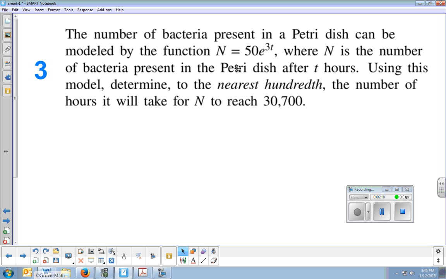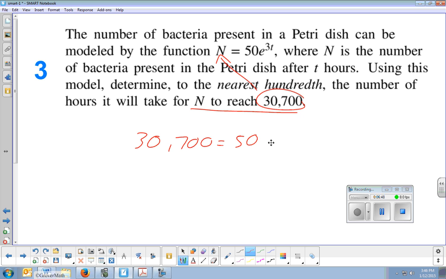What we're doing here now is we are solving for n. I'm sorry, we're solving for t given n. So it's a little bit different. So we want to know, when will n reach 30,700? So I'm going to substitute this value in for n. And that will give me 30,700 equals 50e to the 3t. And the one thing I don't have, the thing I'm solving for, is time. They tell us t is the time in hours.